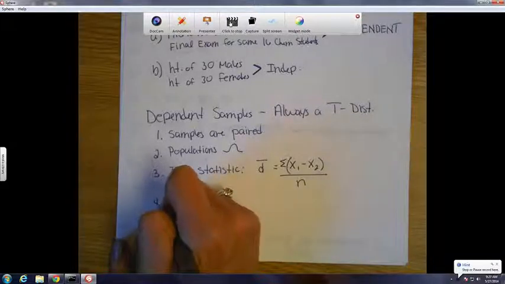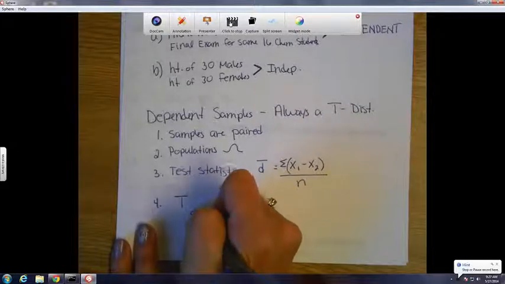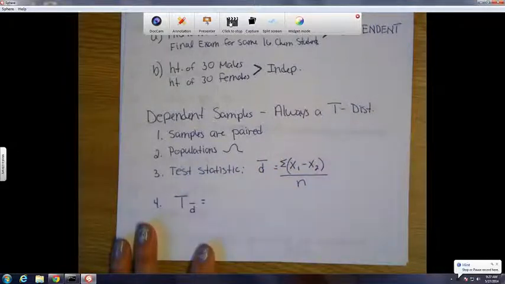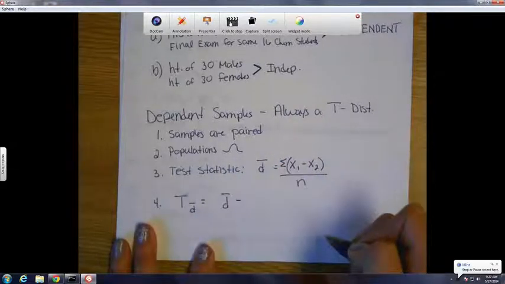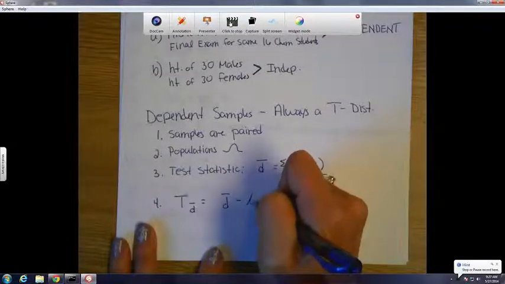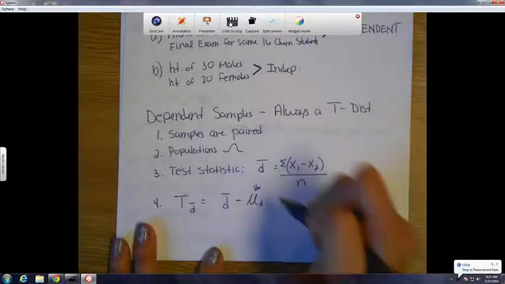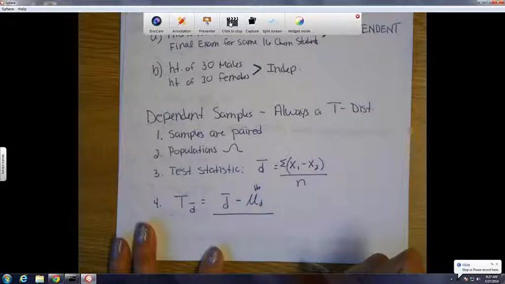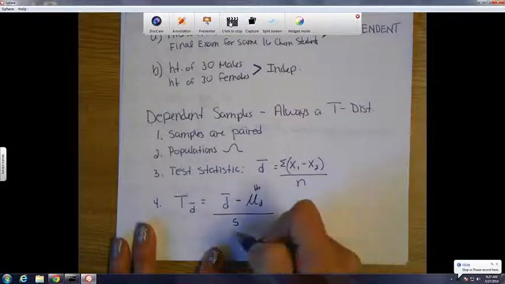And then to turn D-bar into a T-score, the T-score for D-bar is D-bar minus the population difference, that'll be in your H0, over the standard deviation over the square root of the sample size.